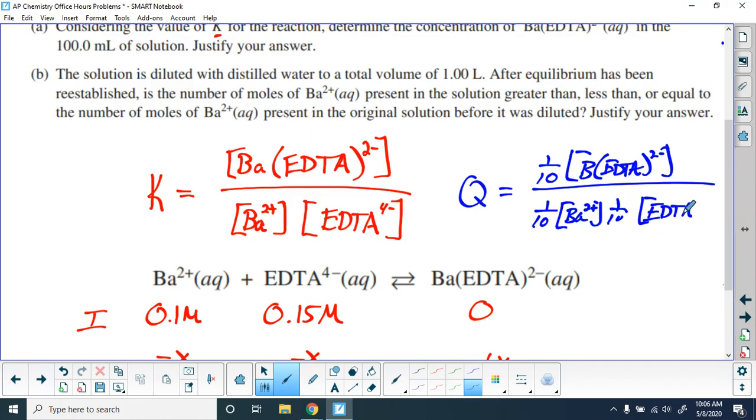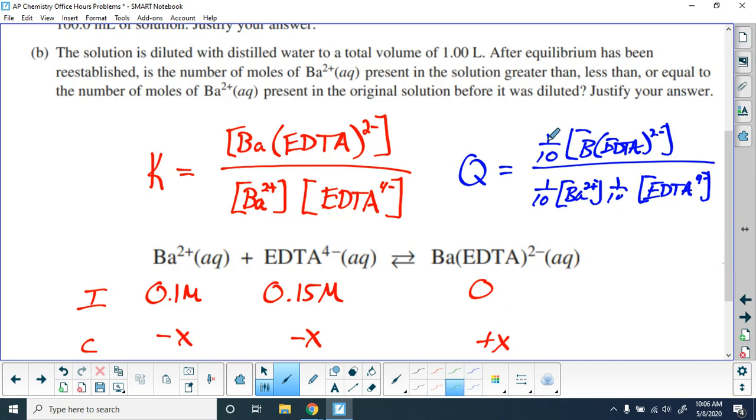So what does this do to my Q value? Well, if we evaluate this ratio here, this 1/10 will cancel with this 1/10. And then I'm left with my K. It's this concentration, my original concentration. So this over this times this is my K value. But I have an extra 1/10 in the bottom. If you divide by 1/10, that's the same as multiplying by the reciprocal, which would be 10. So this is 10 times the concentration of barium EDTA over barium times EDTA. Well, that's just my K value. So Q becomes 10 times my K value if I dilute it to 1 liter volume.